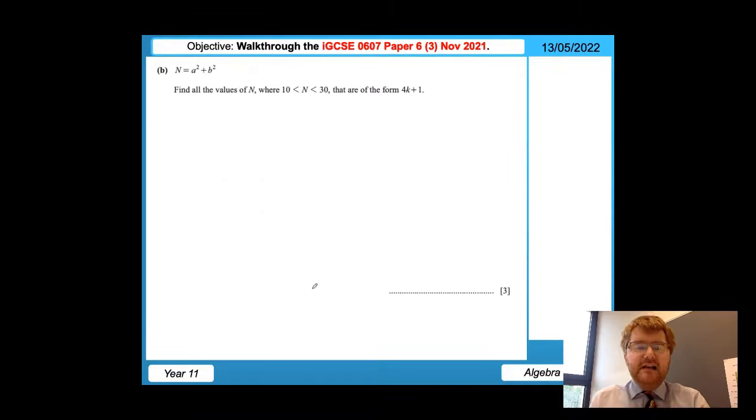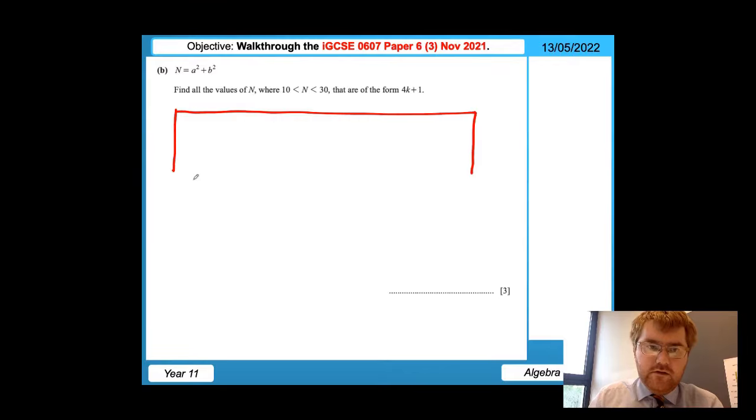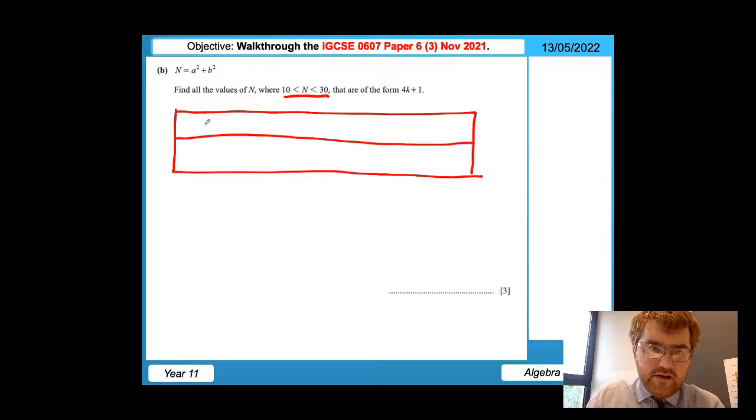Okay, and again, n is equal to a squared plus b squared. Find all the values of n where n is between 10 and 30 that are of the form 4k plus 1. So again, we're going to set up a table here in a similar way to what we did before. Now notice our condition is slightly different here to what we did before. Let me get a nice big table ready to go. So we've got k, and then we've got this 4k plus 1.